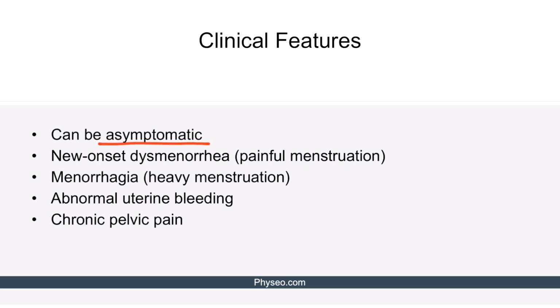Patients can be asymptomatic. New-onset dysmenorrhea or painful menstruation and menorrhagia or heavy and prolonged menstrual bleeding are the most common symptoms. Patients with adenomyosis can also experience abnormal uterine bleeding and chronic pelvic pain.